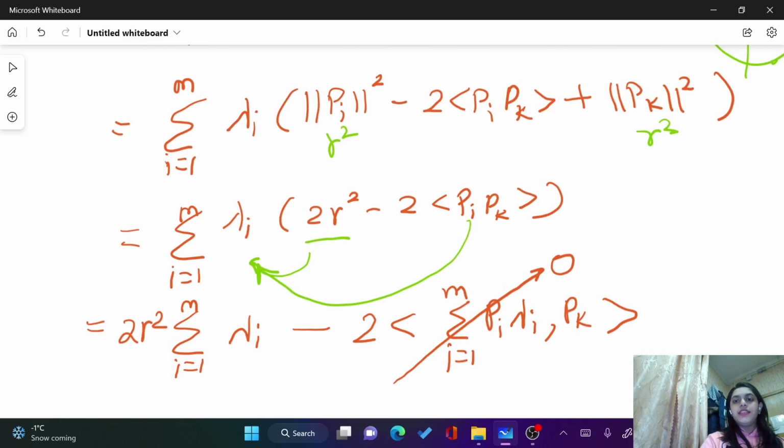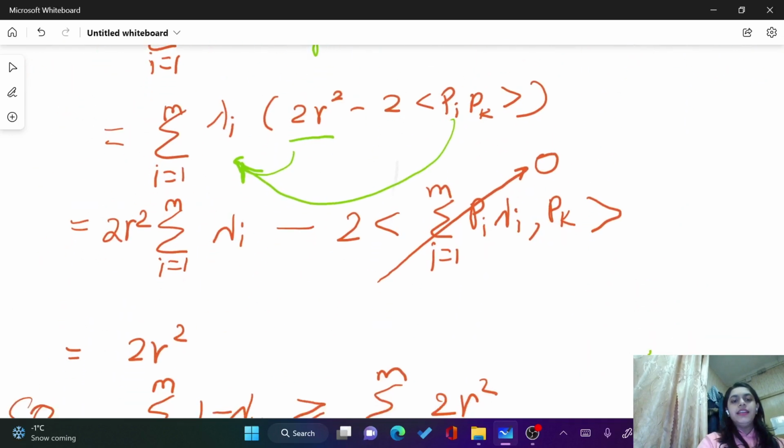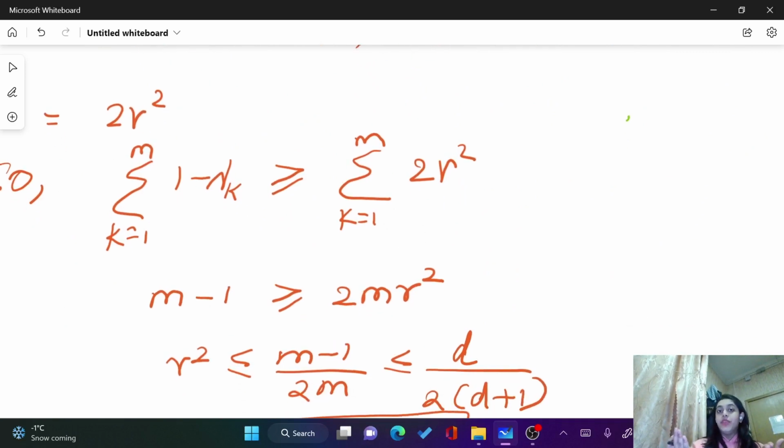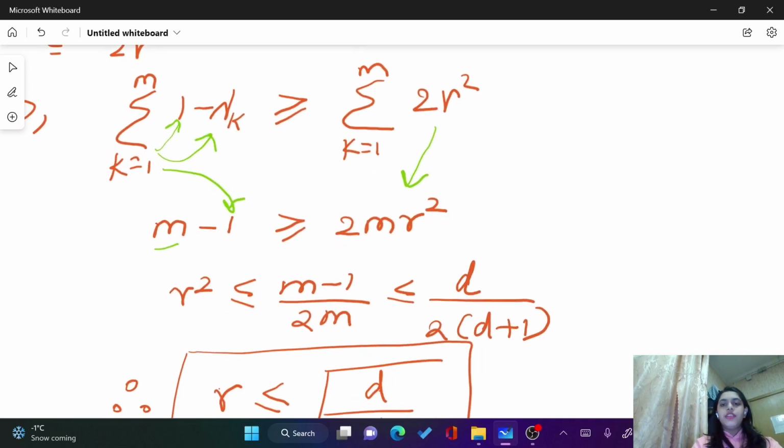So we can rewrite this inequality like this: the sum of 1 minus lambda k from k equals 1 to m is somewhat greater than or equal to this. Now again we put the summation inside. This gives me m, and this gives me 1 because the sum of all lambda k's is 1. We know why: again, the property of convex hull. And this gives us this. Let's rearrange the similar terms and see what we get for r square. We get it less than or equal to (m minus 1) upon 2m.